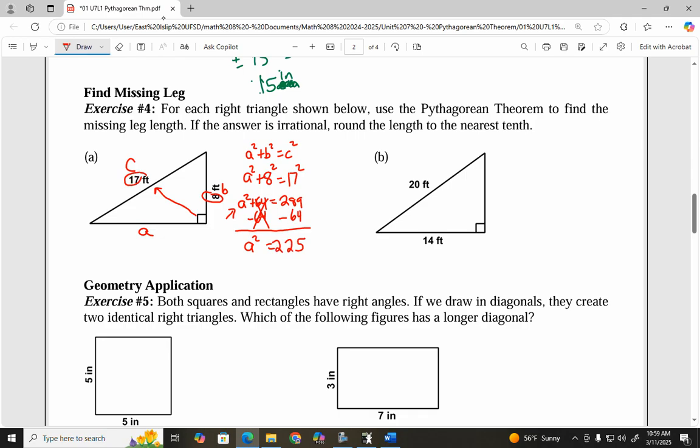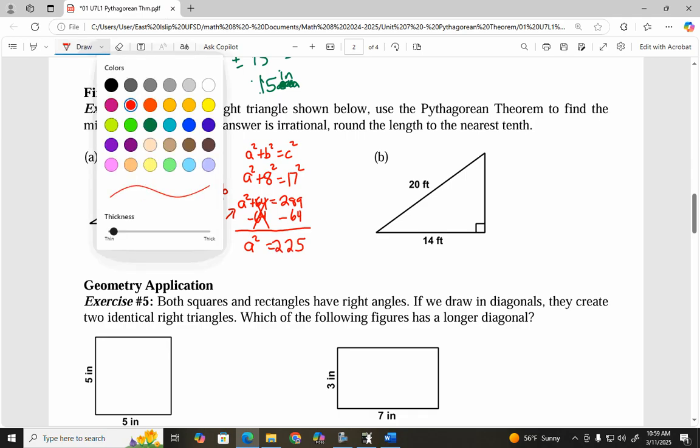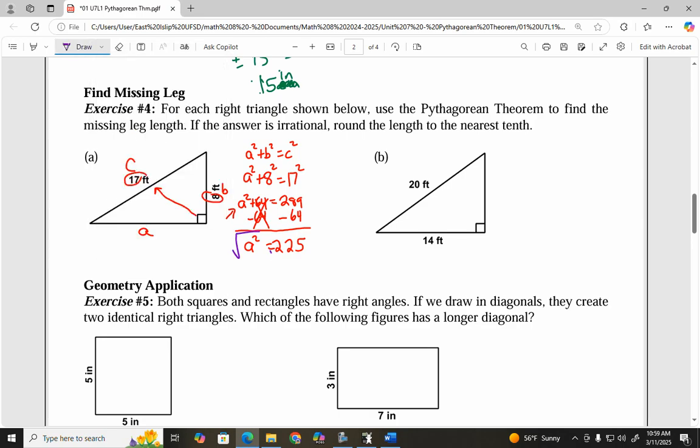I get that A squared is 225. I do have this one committed to memory. I know the answer is 15. I'm going to show all of this work, though. The square root crosses out the square. I'll put my plus and minus.